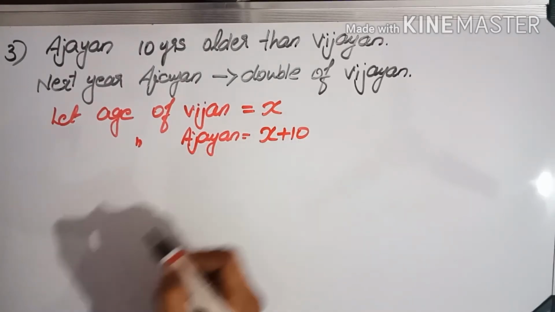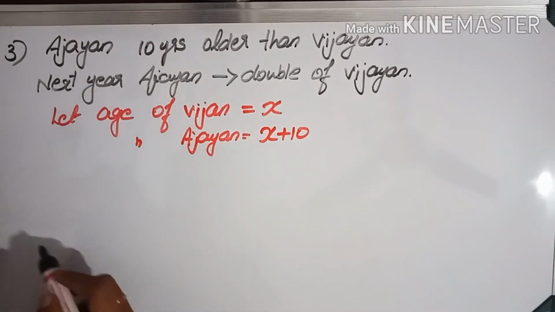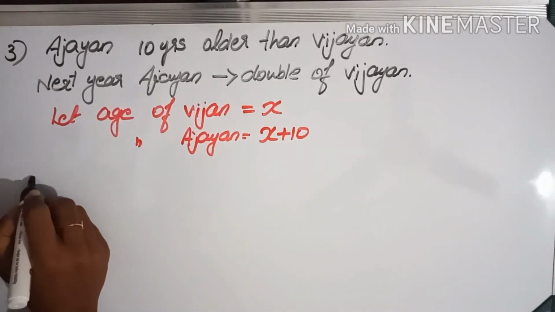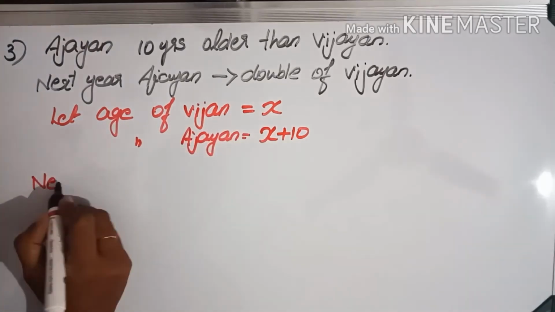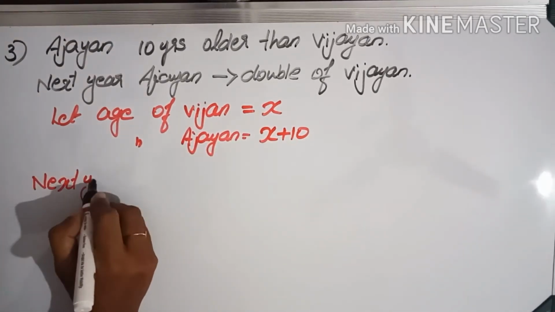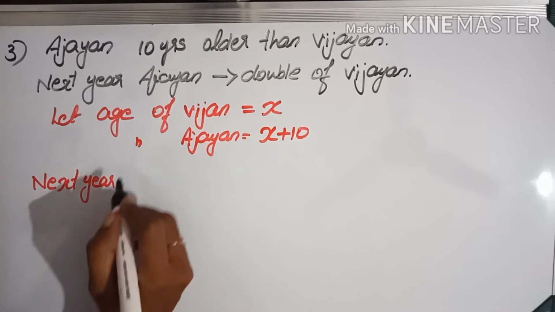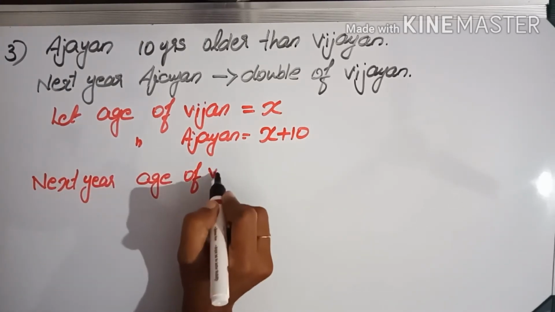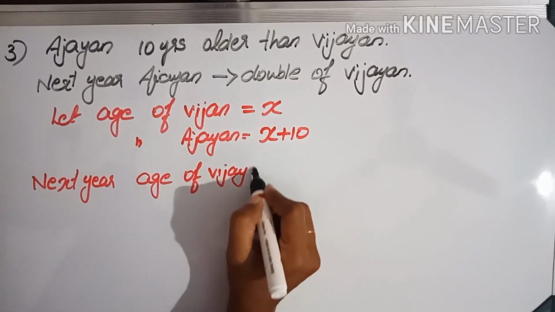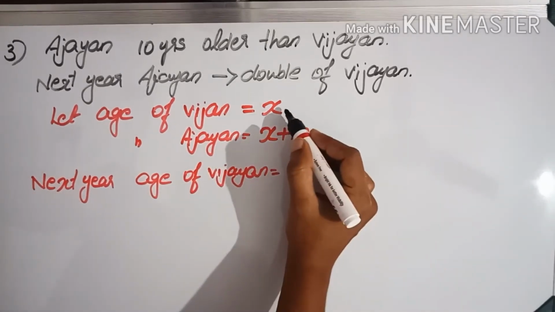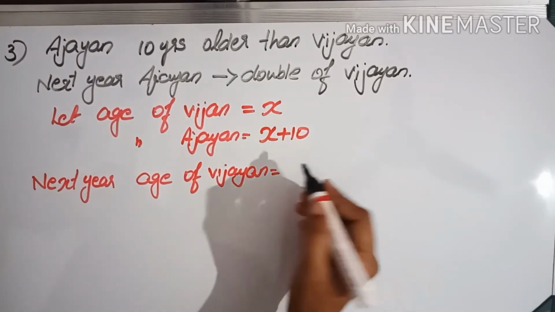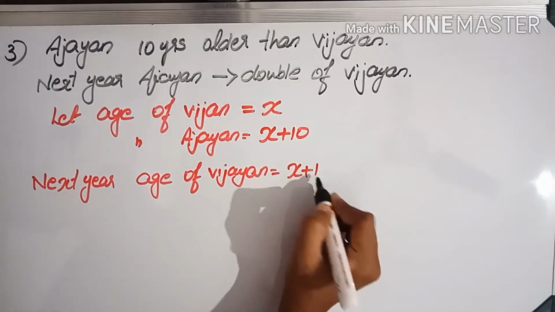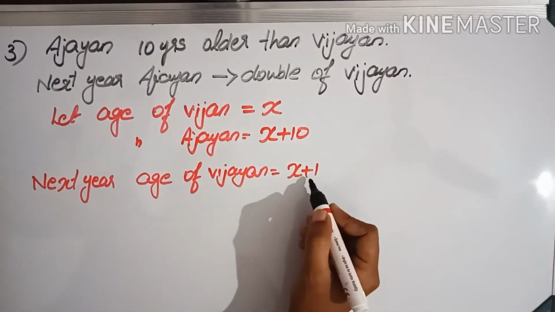Now, next year. Next year means one more year will be added to the present age. Then what will be the age of Vijayan? Next year, Vijayan's age will be the present age x plus one more year, that is x plus 1.